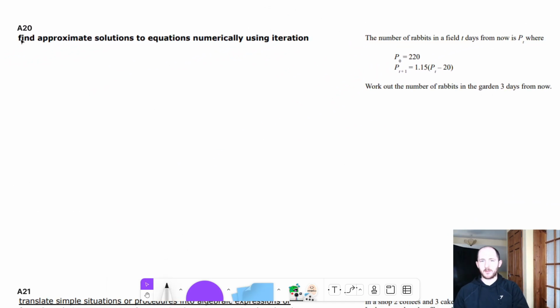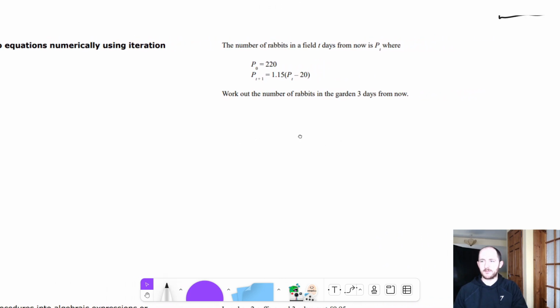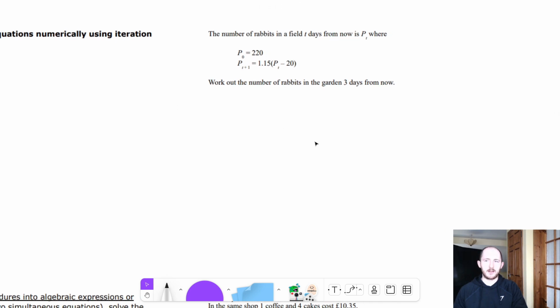Okay, so now we're going to move on to iteration. Iteration is a higher only topic, and it tends to be called a calculator only topic. But again, just to reiterate what I've said before, any topic can appear in any paper, okay? But I'm going to show you how to do this with a calculator really quickly, because most of the time it does appear on calculator. If it doesn't appear on calculator, you can just do this by hand manually.